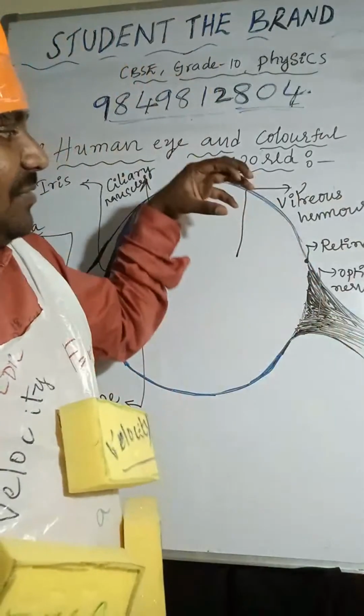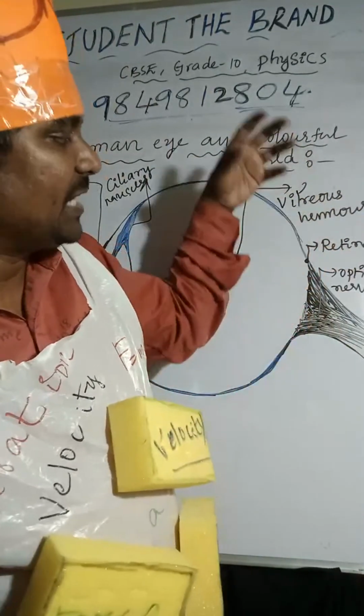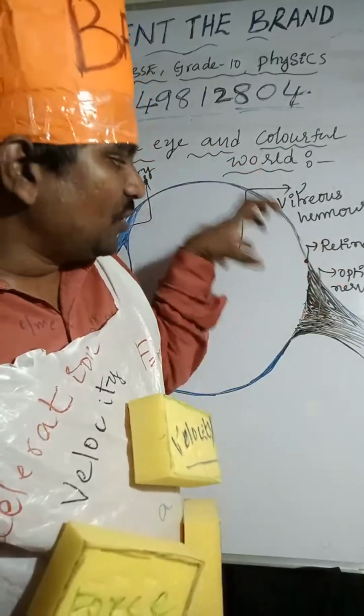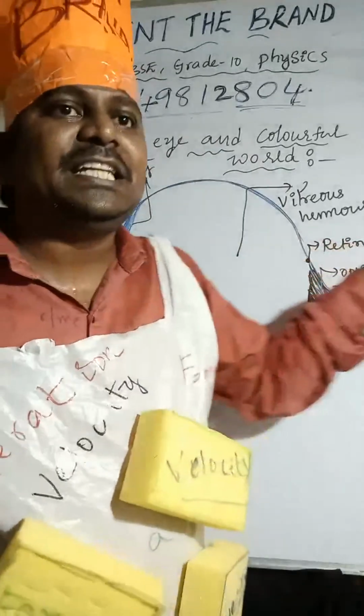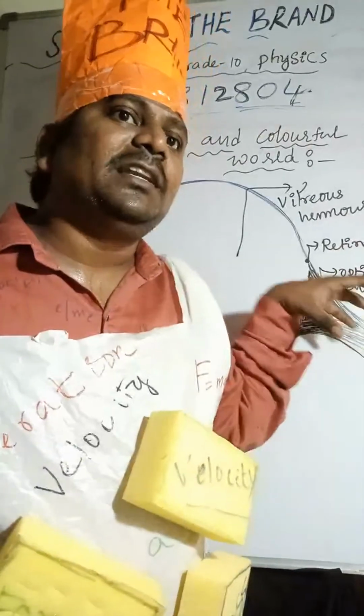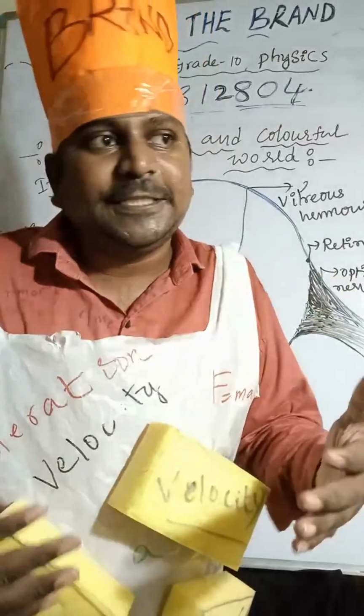Whatever image is forming at the retina will be converted into electrical signals. Through the optic nerve, it reaches the brain. Then the brain will give the additional information.